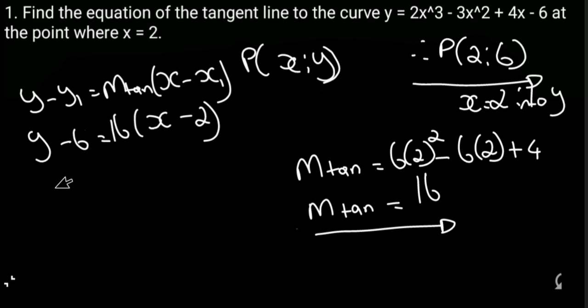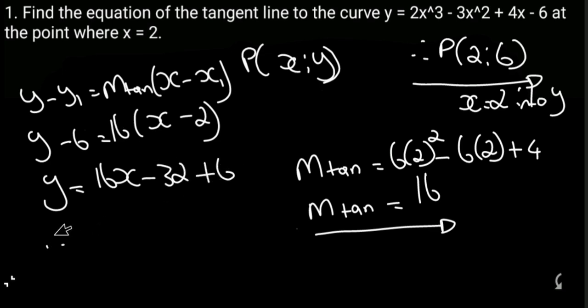Transpose 6 to the other side of the equation, the right hand side, and also distribute the 16 in this equation. So we're going to get 16x, 16 times 2, we're going to get negative 32, plus 6. Therefore, our final answer for the equation of the tangent is going to be 16x minus 32 plus 6, so we're going to get negative 26.